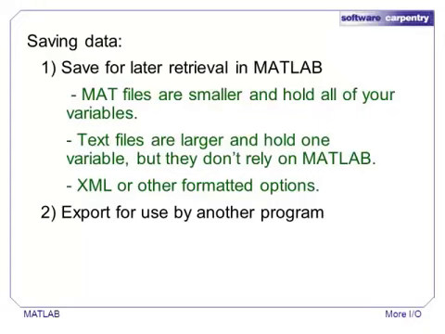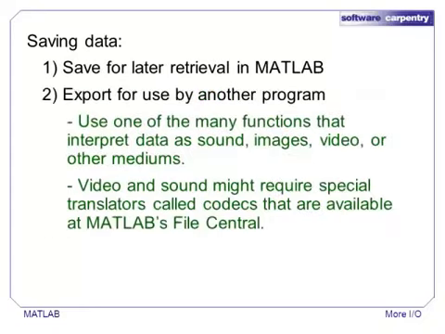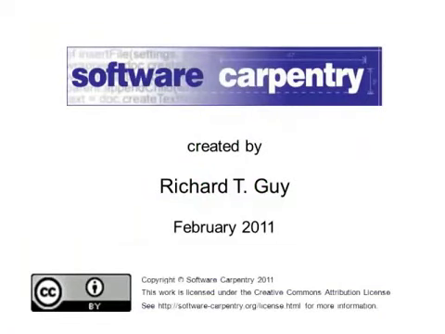Another option for some data is XML, which is a formatted text file that can store multiple variables. Many times, it is important to export data as a sound or image or other medium. MATLAB provides functions to translate arrays or structures into many media formats. Some special video or image formats might require codecs to correctly encode a file, and these can be found at MATLAB's File Central. The important point is that most data can be interpreted as an array.